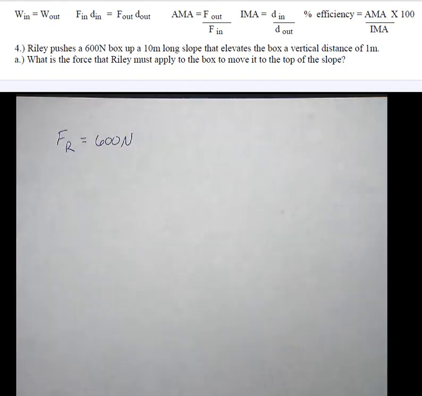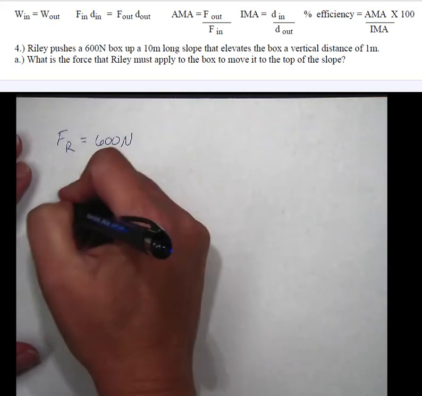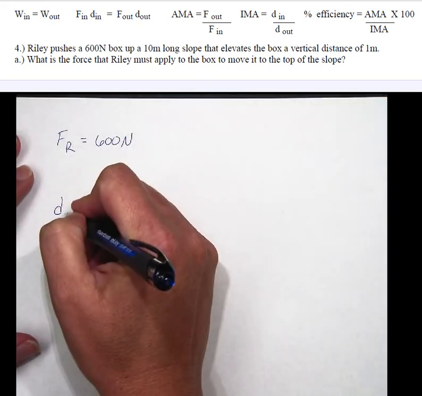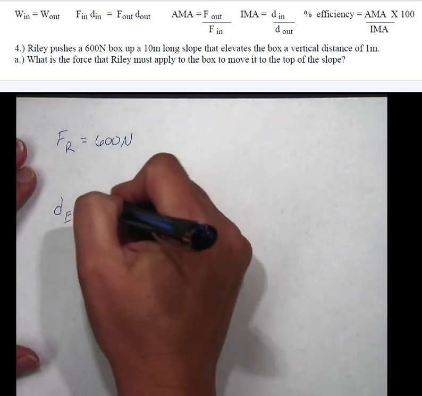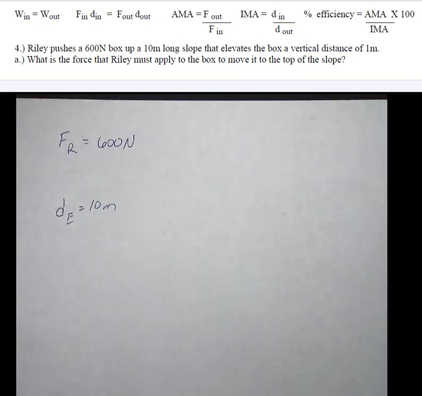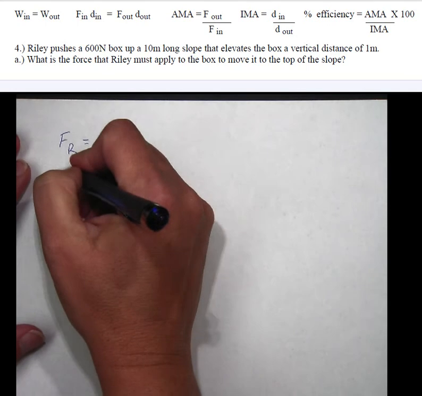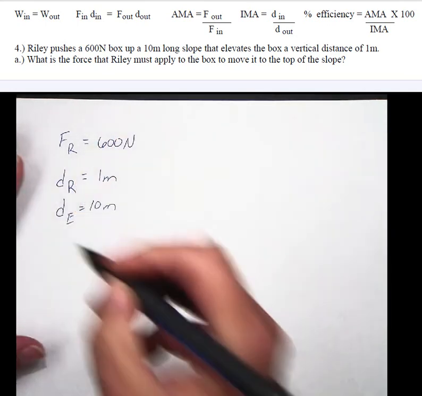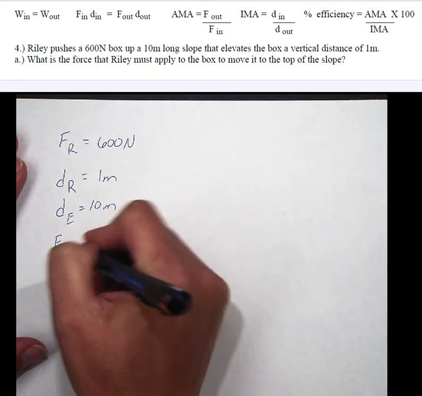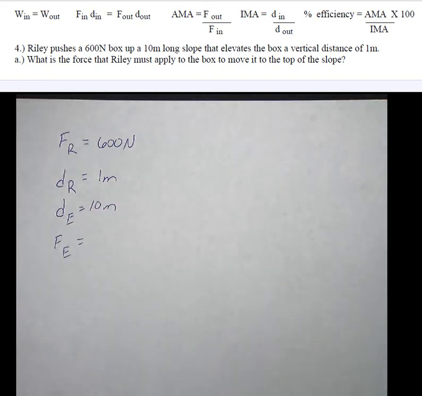Box up a 10-meter long slope. So we know that that is our distance of our effort, because the slope is always the effort, of 10 meters. That elevates the box a vertical distance of 1 meter. Vertical distance is the same thing as a height, all right? So that means the height is always the resistance distance of 1 meter. So that means we don't know our force of our effort, because it said for A, what is the force that Riley must apply to the box to move it to the top of the slope?